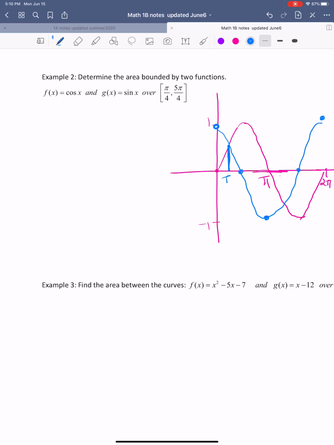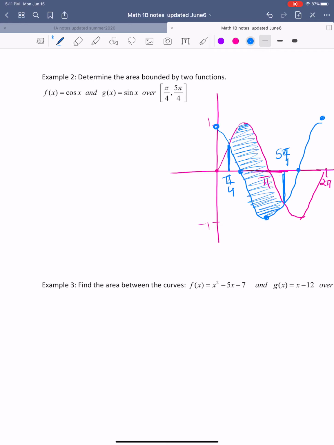Where is the sine value and cosine value equal? They are equal at pi over 4, and they're also equal at 5 pi over 4, because in the third quadrant they are both negative. In the first quadrant they both are the same, and in the third quadrant they both are the same, they both are negative. So we're looking at this shaded region that's in between these two curves over the interval of pi over 4 and 5 pi over 4.